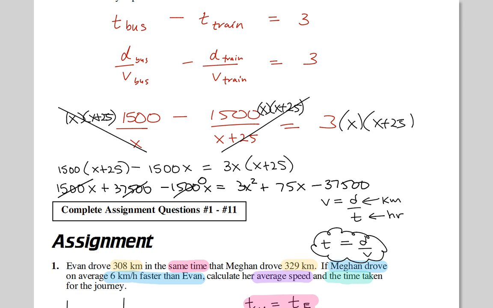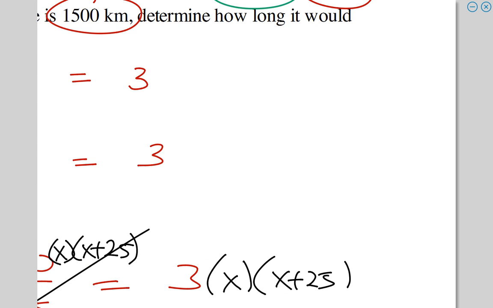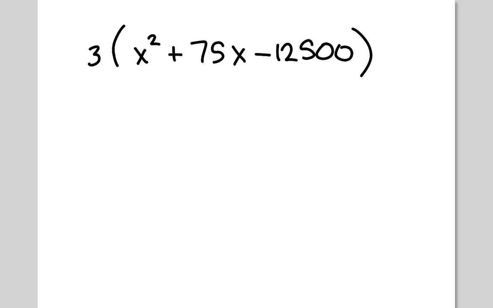Can I factor it? Well, just double check. I know 75 divides by 3, but does 37,500 divide by 3? It does, eh? So let's take out a 3, and you get x squared plus 25x minus 12,500. Now, can this guy be factored? Like 12,500, that's crazy, right? What are the numbers that multiply to 12,500?